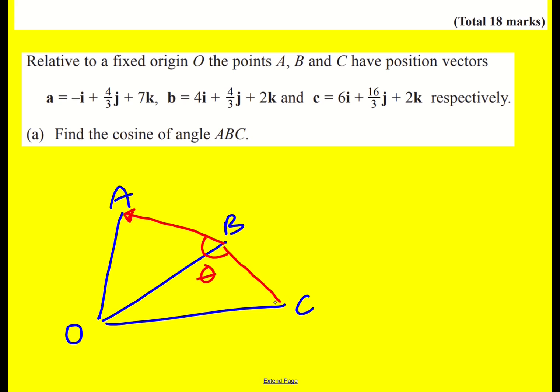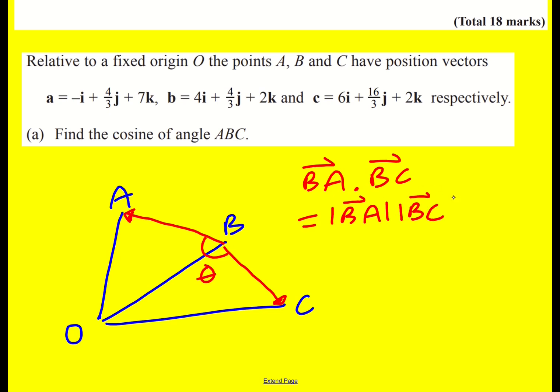Now, I'm going to make vectors here in red, and then we can take the dot product. We don't know what these things are yet, but BA dotted with BC will equal the magnitude of BA times the magnitude of BC times cos theta. And there's another form for it as well, where you multiply the components, which we'll be able to use.